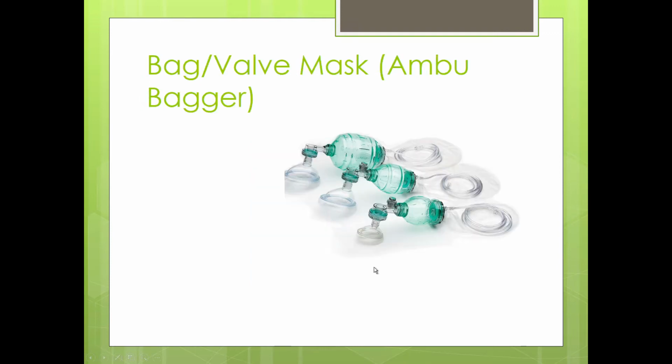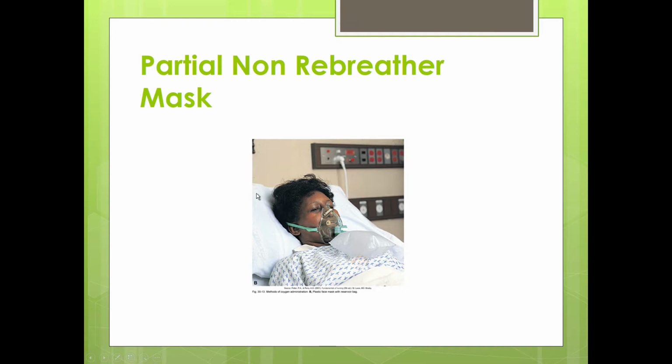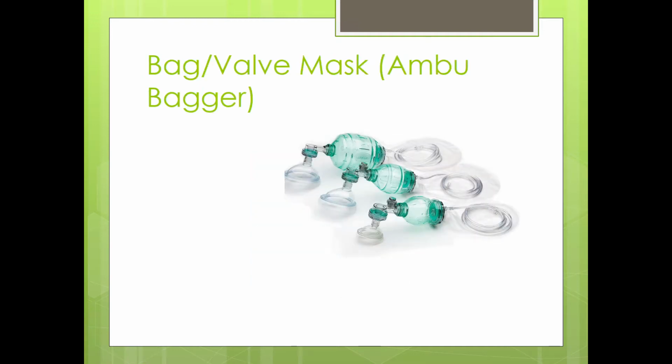Finally, if a patient is on a partial non-rebreather mask and they're still not doing well, then you may actually have to put them on a valve mask and bagger. Here we have a mask that can be adjusted to the patient, from neonatal to pediatric to adult. You can see the actual bagger, and how it is attached to the oxygen tubing. This gets attached to the wall, and you turn the oxygen up as high as you can. A patient can breathe on their own through a bagger if they have spontaneous breaths.